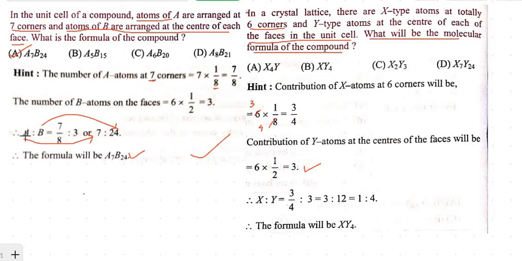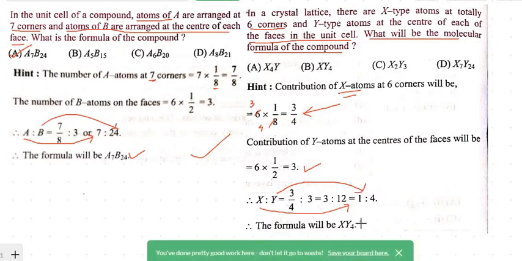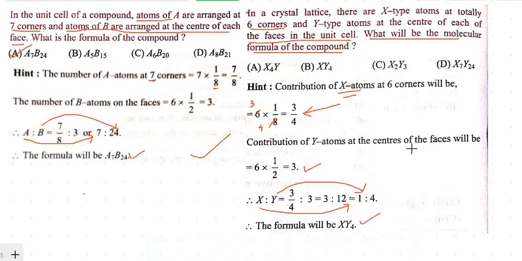Now if you compare, just like A is to B, we are comparing X is to Y, that becomes 3 by 4 is to 3. Because these X atoms are 3 by 4. If you take LCM, that becomes 3 is to 12, and it simplifies into 1 is to 4. So the formula will become X1 Y4. Commonly we can say this is XY4. So the correct answer is XY4.